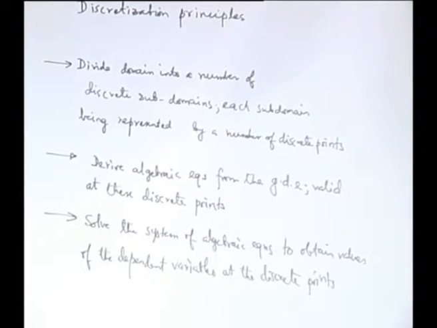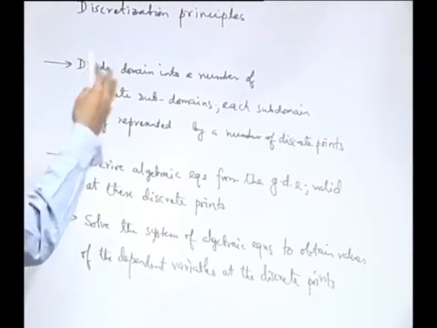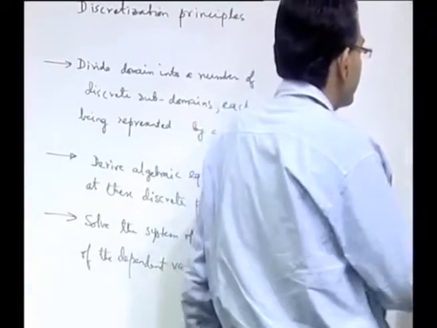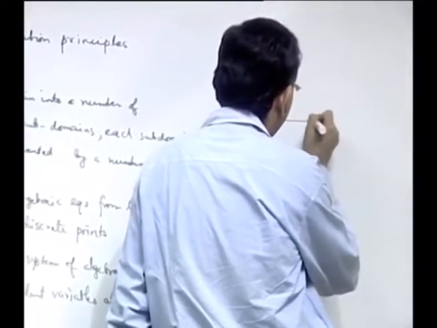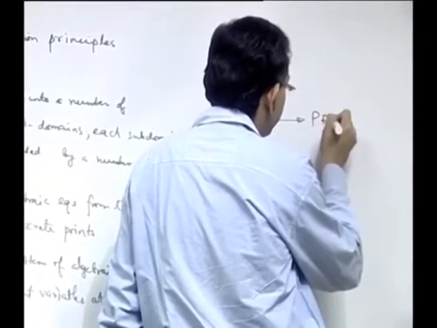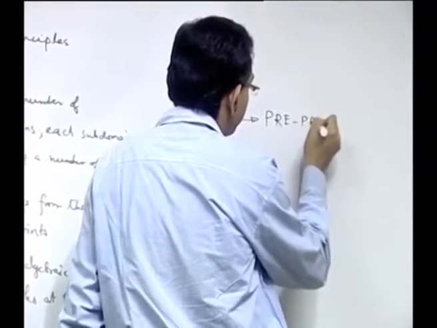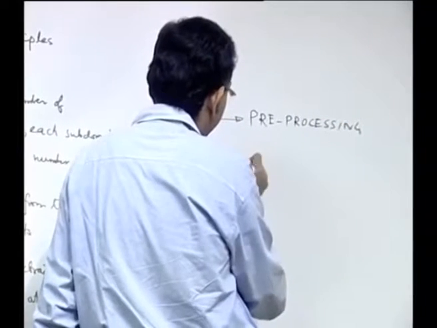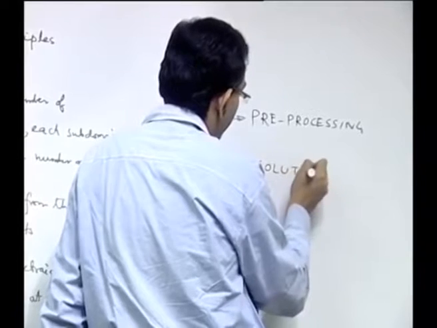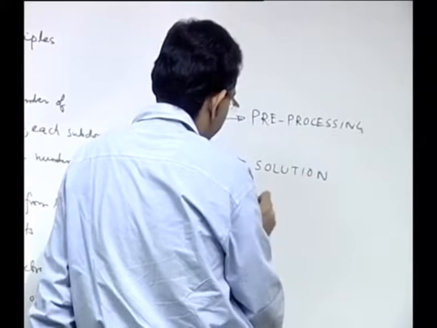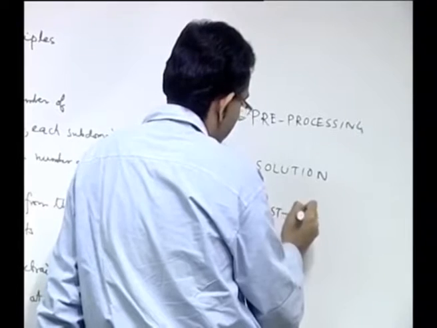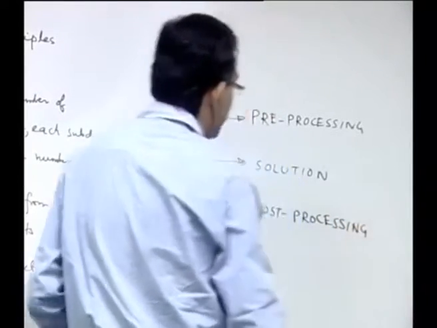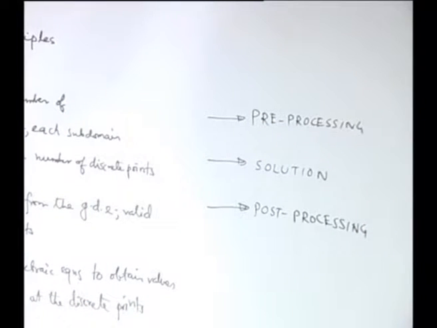Now, if one follows this particular procedure, then the overall analysis can be thought of as a collection of the following. One is pre-processing, another is solution, and the third one is post-processing. These are the broad steps in the overall analysis. So, in pre-processing what you are doing? You are setting up the problem.